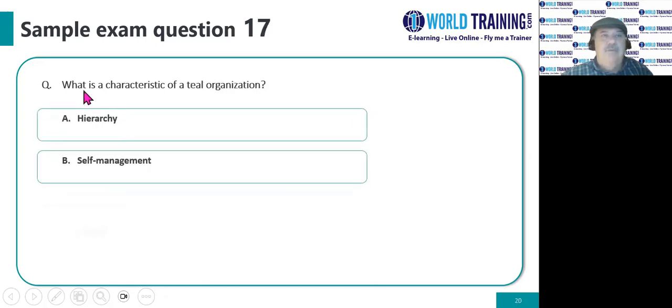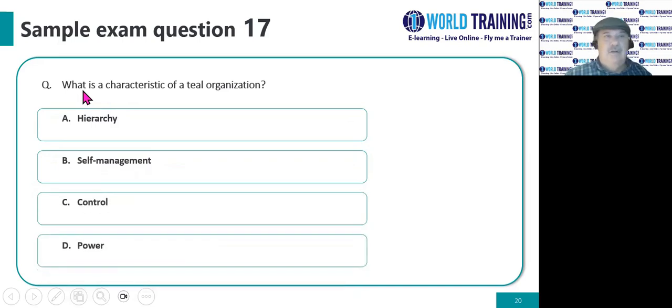Okay, what is a characteristic of a teal organization? So you remember this is like the highest level of maturity in the different organization colors. So power was certainly not one. Control, not so much. Self-management for sure, yes. Hierarchy, not so much. So B is the answer.